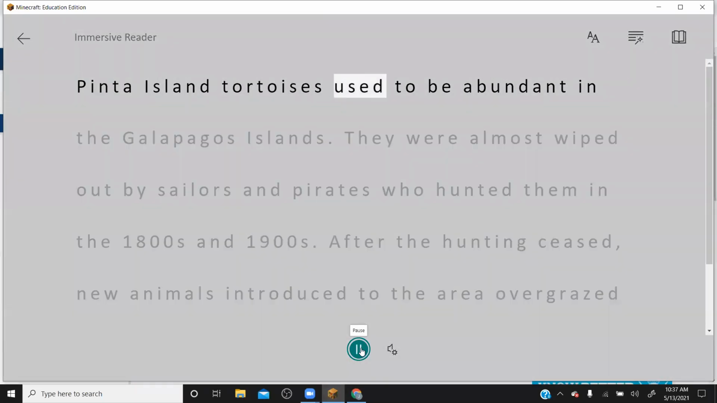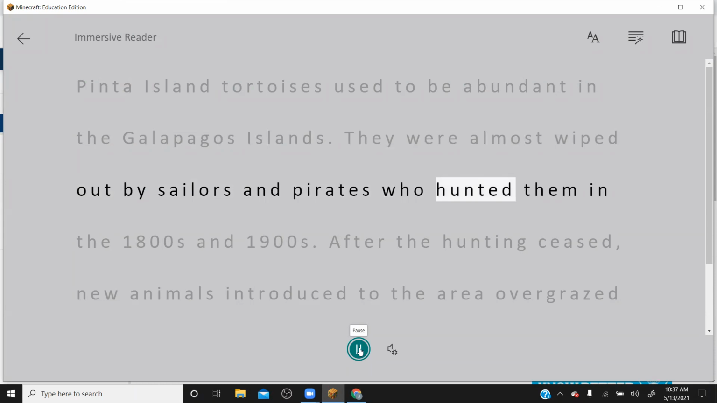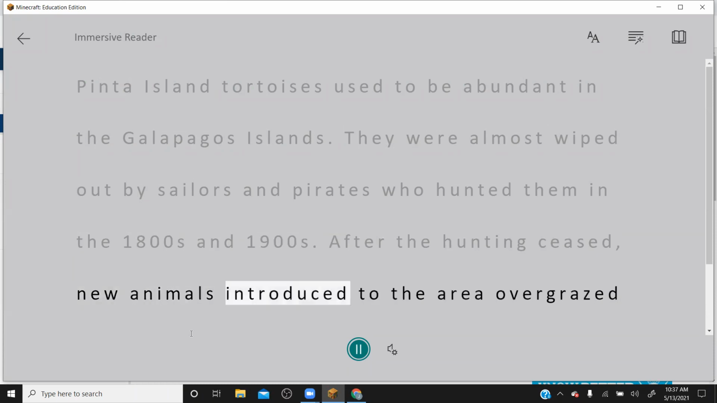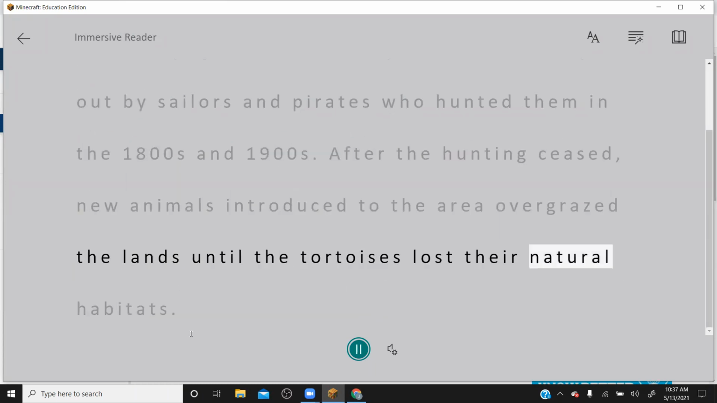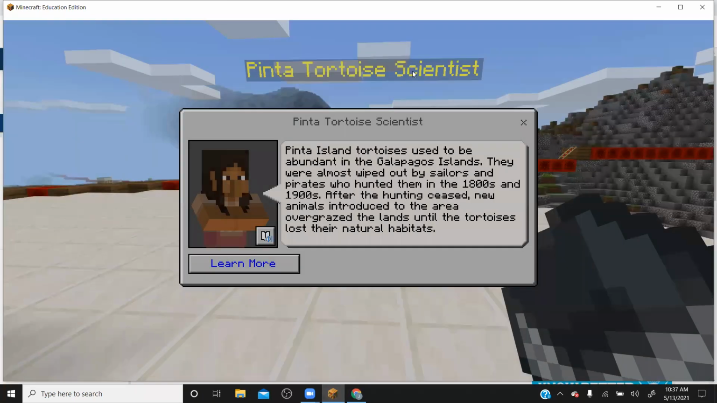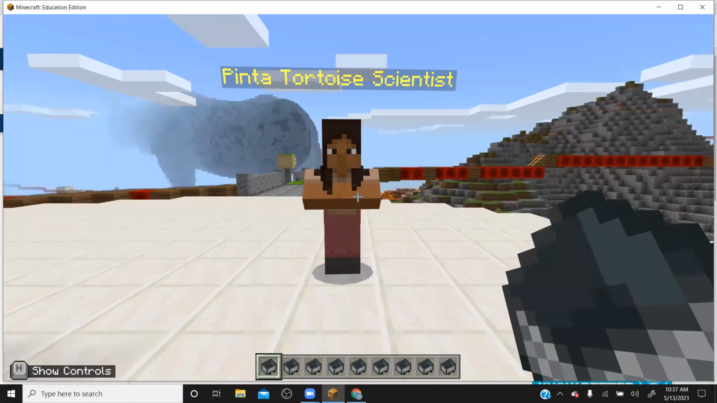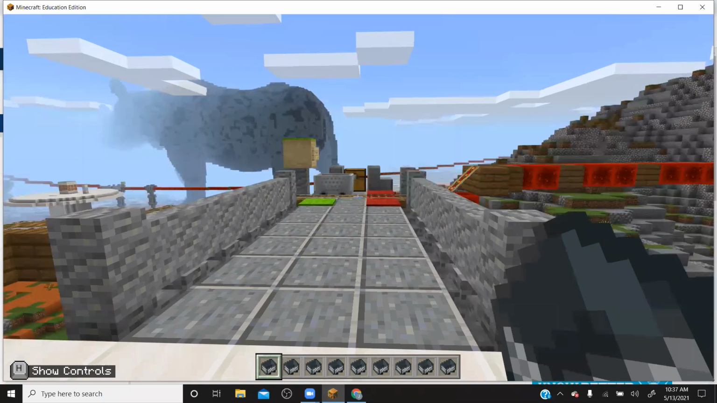Pinta Island tortoises used to be abundant in the Galapagos Islands. They were almost wiped out by sailors and pirates who hunted them in the 1800s and 1900s. After the hunting ceased, new animals introduced to the area overgrazed the lands until the tortoises lost their natural habitats. And again, talking about the overgrazing, the change in the habitat, the environmental changes that caused that loss of food. So, what's one of the things that led to their extinction?